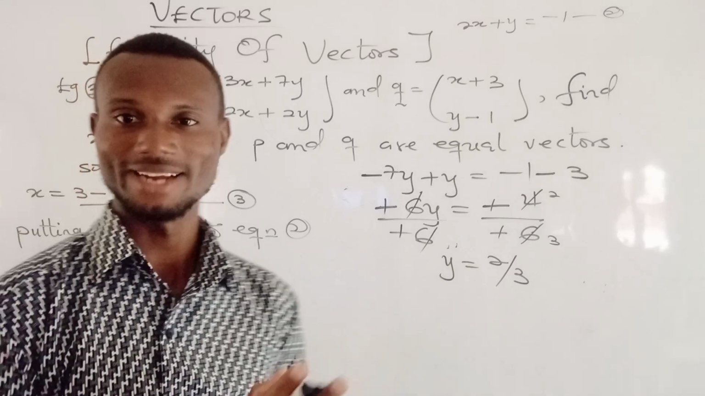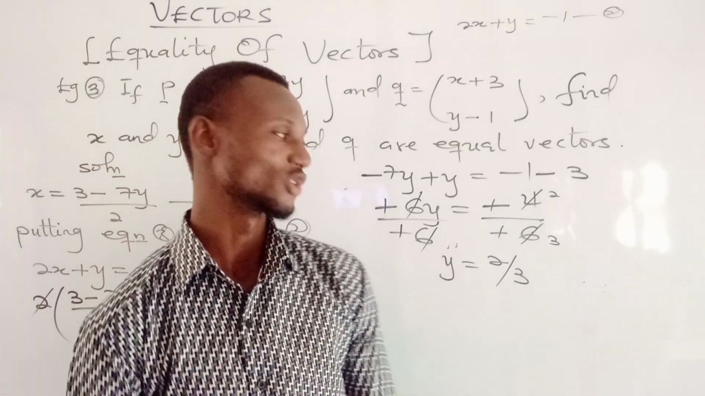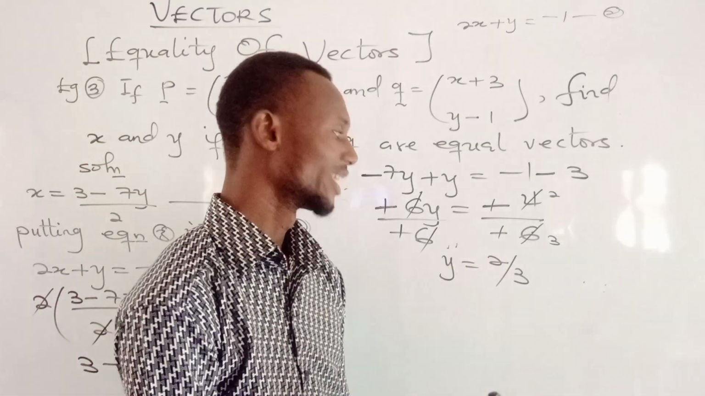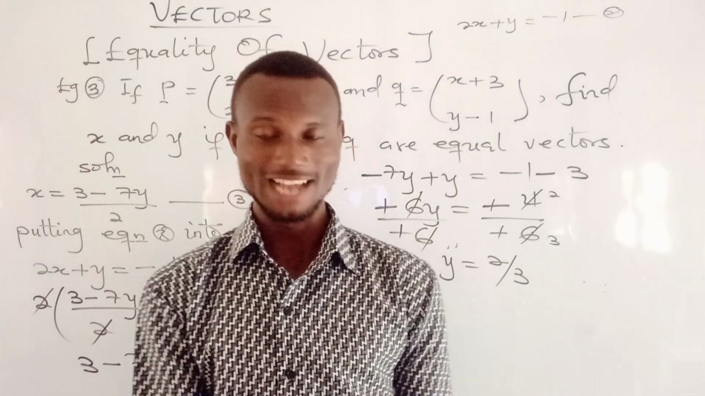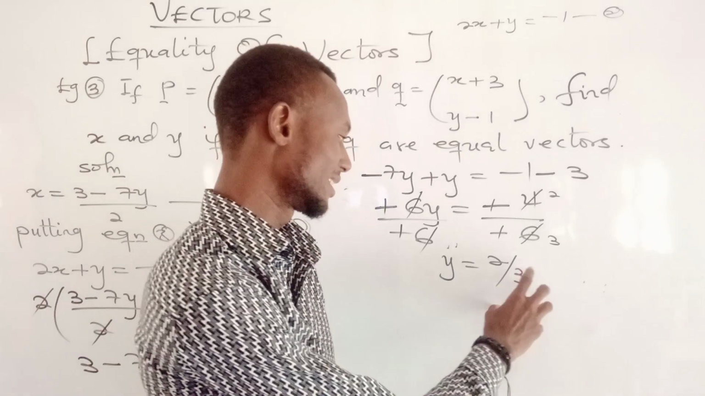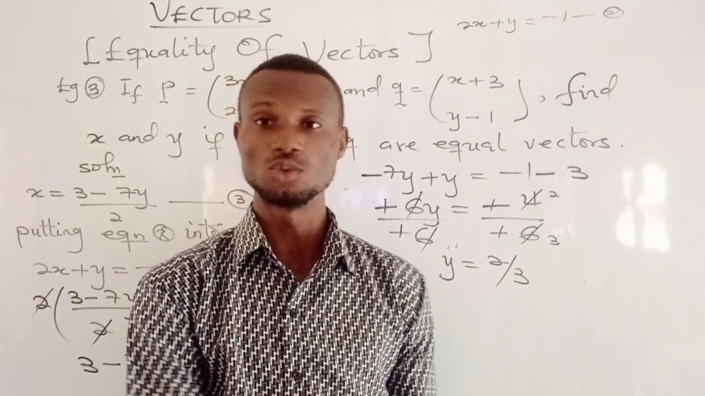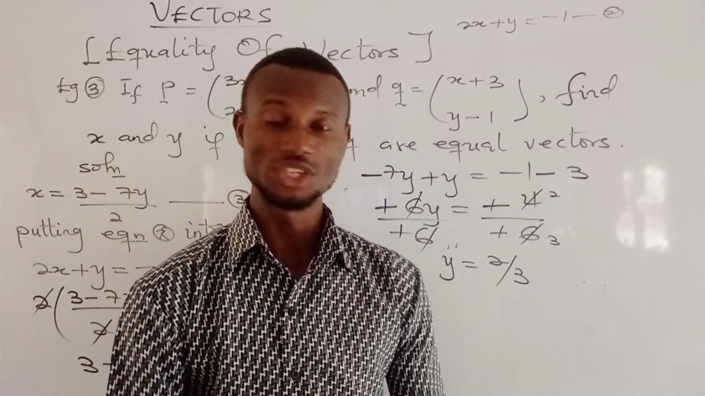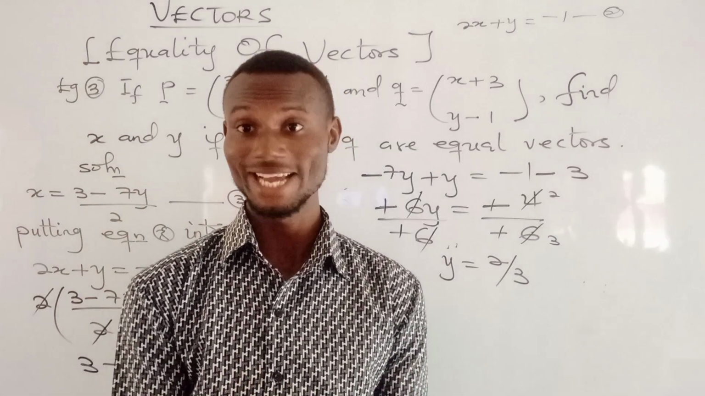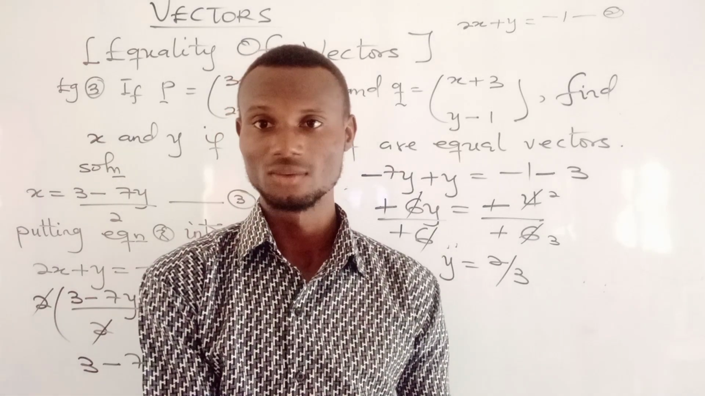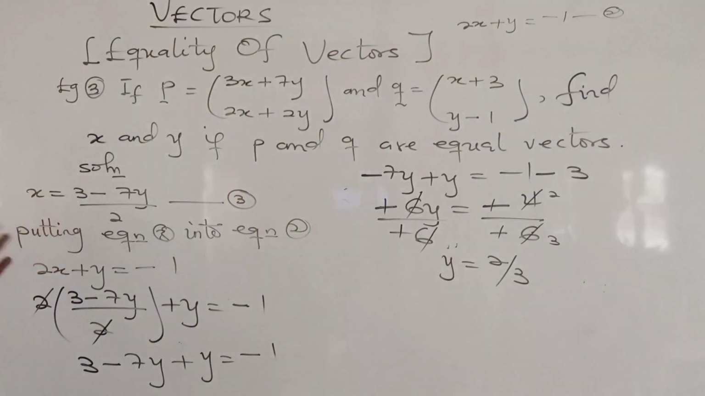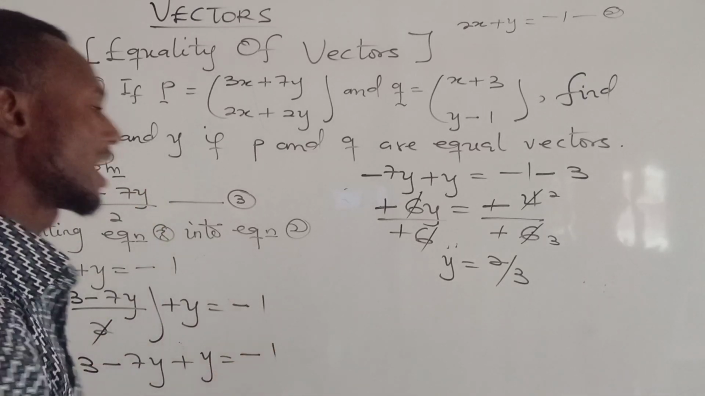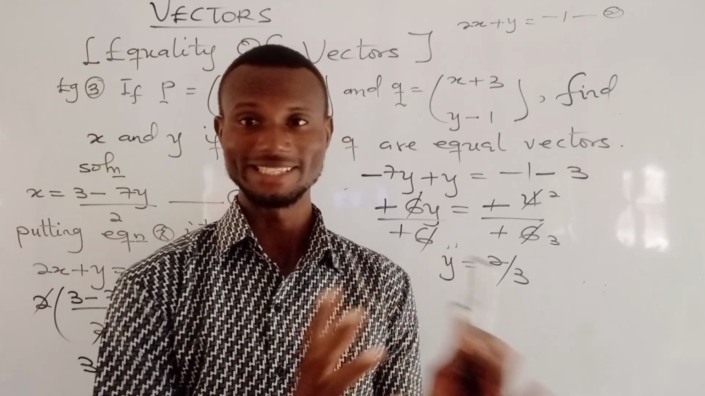I hope you understand and you agree with me up to this point. Okay, so now we are going to put y into any of the 3 equations to solve for the value of s as well. When you put y equals 2 over 3 into equation 1 or equation 2 or equation 3, you can get the value of s as well. I prefer to use equation 3, because in equation 3 I've already made s the subject. Any approach that you want to use, you'll get the same answer.